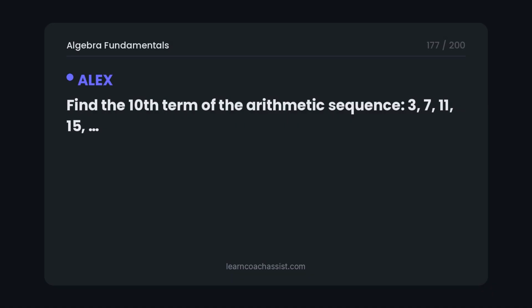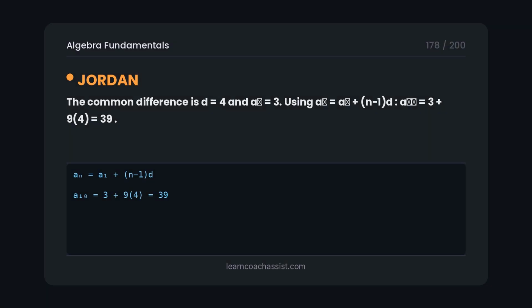Find the 10th term of the arithmetic sequence 3, 7, 11, 15. The common difference is d equals 4 and a_1 equals 3. Using a_n equals a_1 plus (n-1)d, a_10 equals 3 plus 9(4) equals 39.